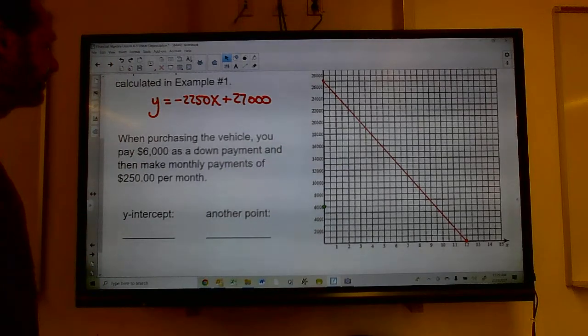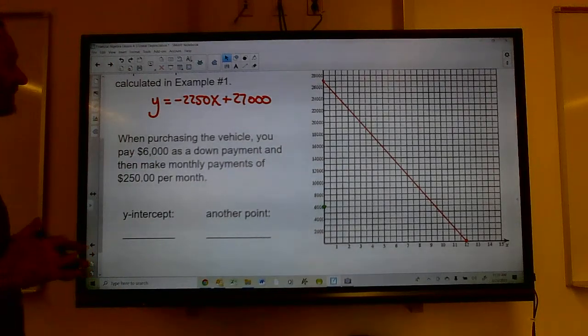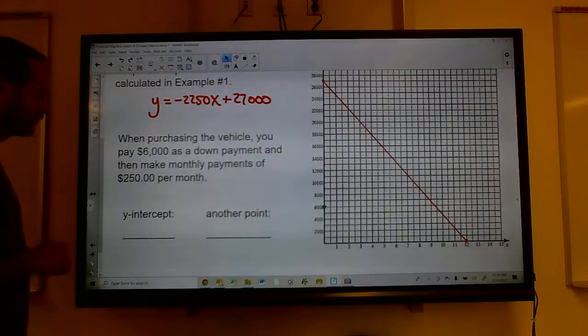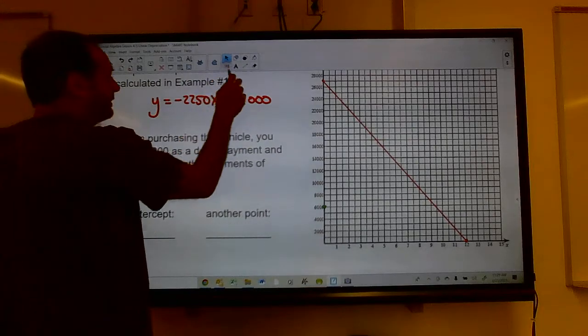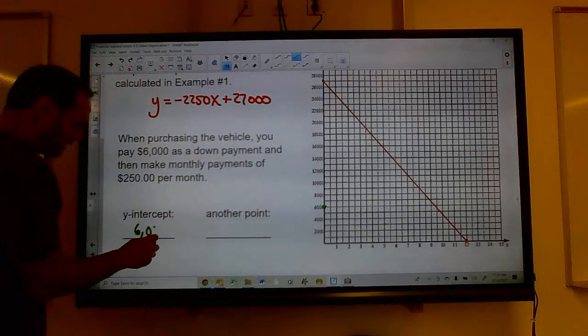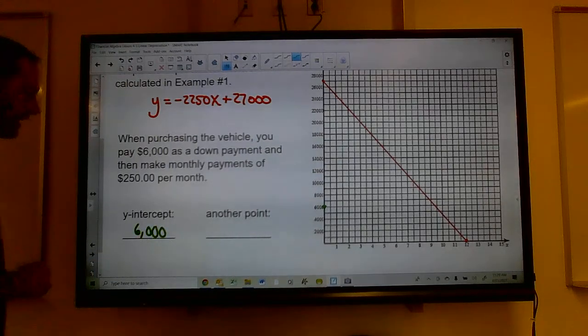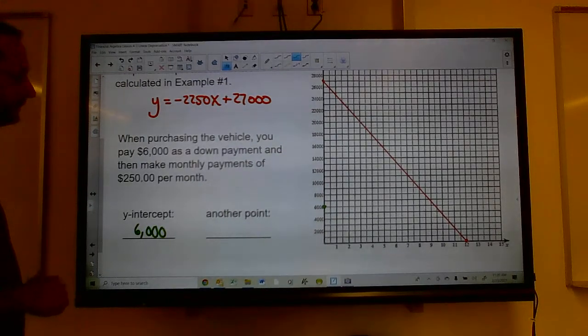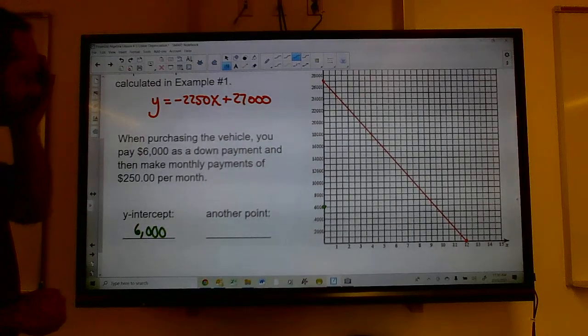Okay, now when purchasing the vehicle, you pay $6,000 as down payment, and then you make monthly payments of $250 per month. So the Y-intercept on that is going to be $6,000 because you put that down at time 0. Okay? And you're going to make $250 a month payments. That's going to be your slope. So it says give another point.